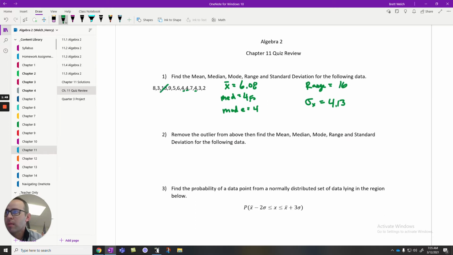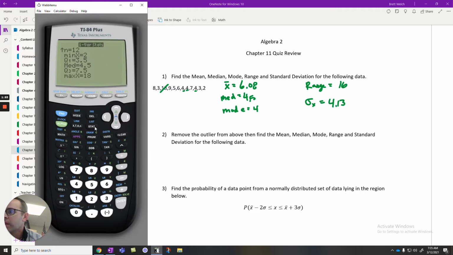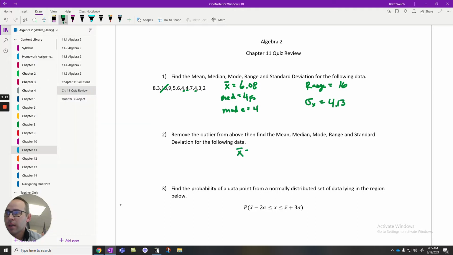The outlier in this problem set would be 18. It's the one that doesn't seem to fit with the data. So I'm going to press Stat again. I'm going to choose to edit. Go down to the number 18 and delete that entry, and then Stat, over to calc, one variable statistics, and calculate. I get a mean of 5 and a standard deviation of 2.13.